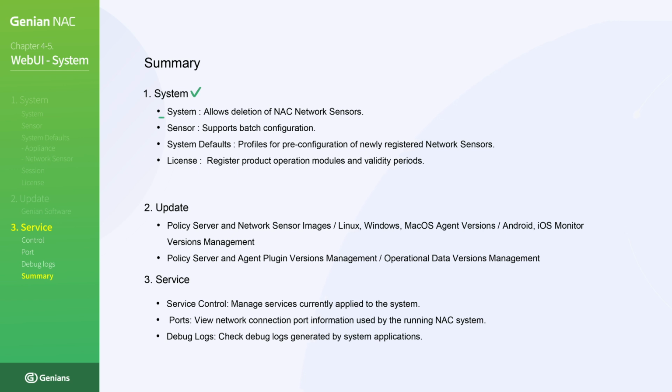In the System menu, you can perform batch configuration and deletion of network sensors. Additionally, you can configure profiles for newly added network sensors and register licenses through the system defaults. The Update menu allows version management for the policy server, network sensors, agents, and agent plugins. The Service menu provides system control and access to debug information.